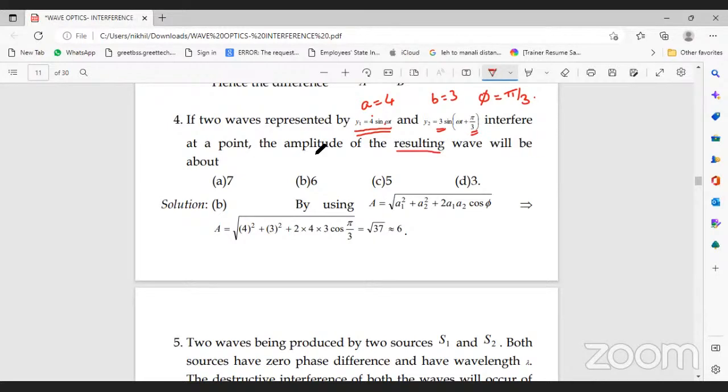They're asking you to find the amplitude of the resultant wave. What is the resultant amplitude formula? Root of a squared plus b squared plus 2ab cos phi. Substitute the a value, b value and phi value, and simplify. Approximately you will get 6, because it is root 37, which is close to 6.